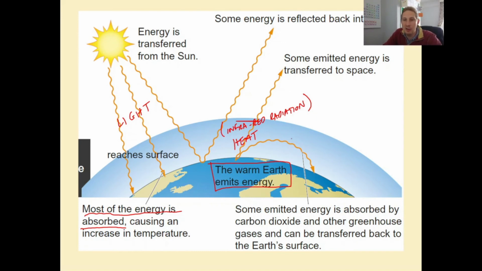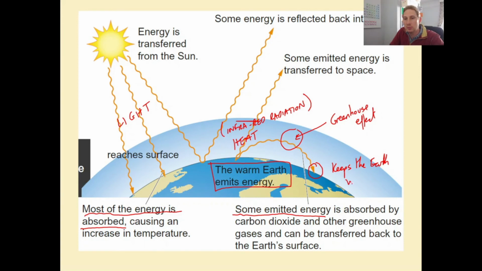But, and this is the crucial bit, this is the greenhouse effect. Some of that emitted energy is absorbed by carbon dioxide and other greenhouse gases and is sent back to Earth, where it keeps the Earth warmer. Not all the heat is lost to space. Some of it is trapped by this blanket.